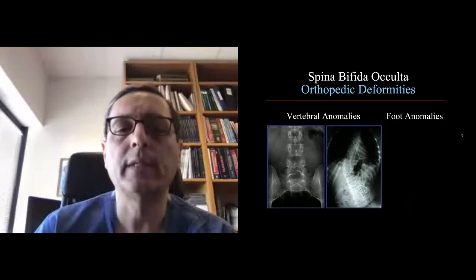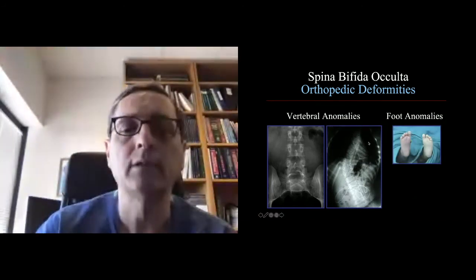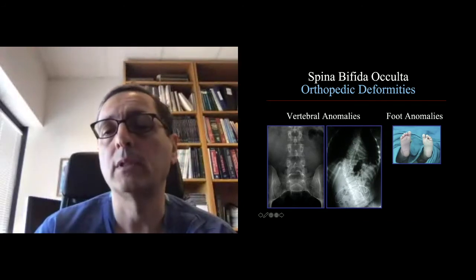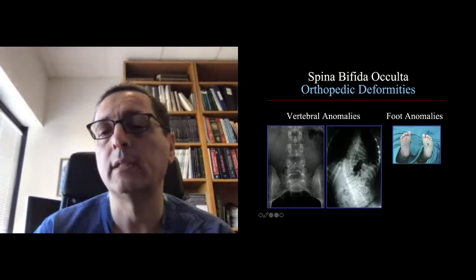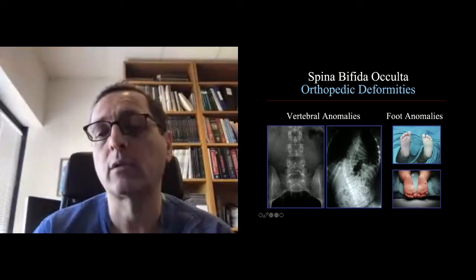These are the orthopedic deformities that we see. You can have anomalies in the vertebral bodies, you can have scoliosis, and you can have foot anomalies. Look at the asymmetry in these two feet. That could be significant, or it could be very subtle. You can barely see it.